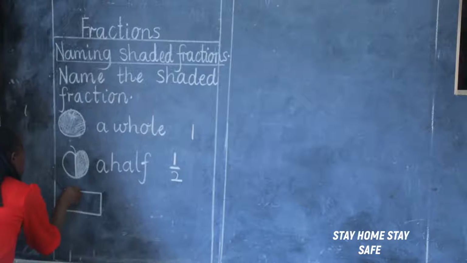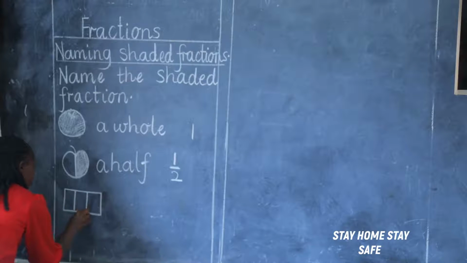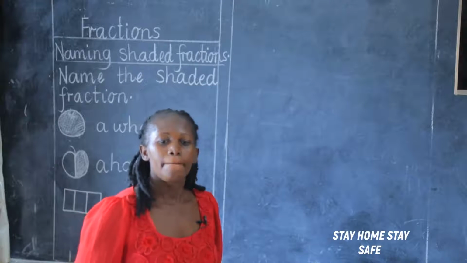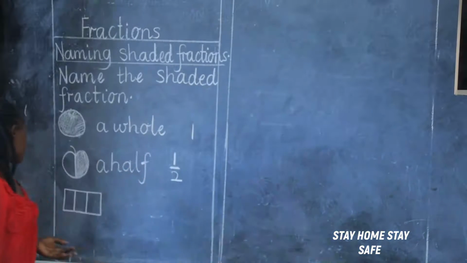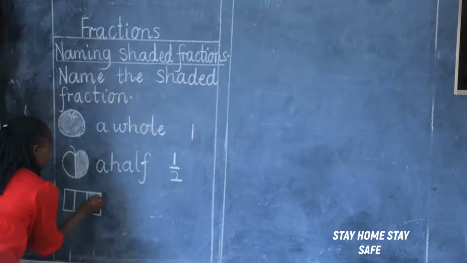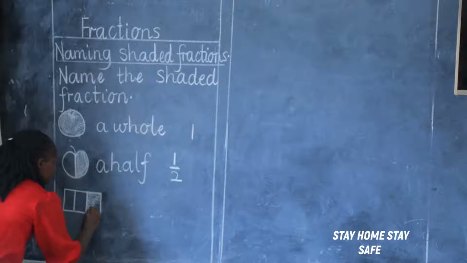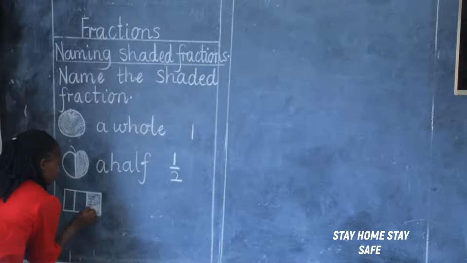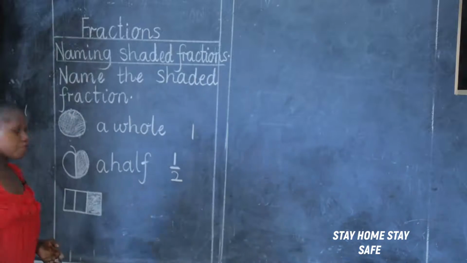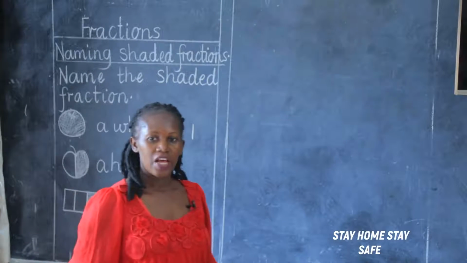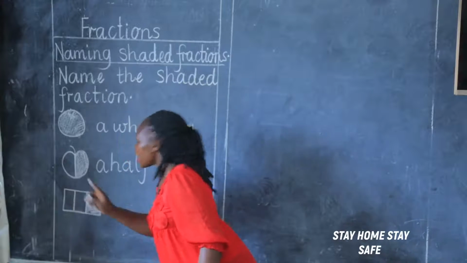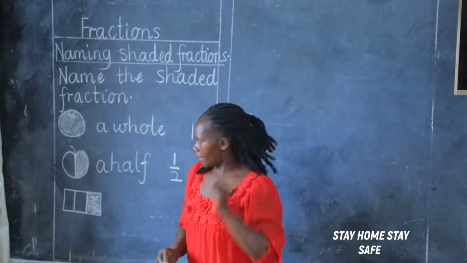And I'm cutting it into how many pieces? Those ones, how many pieces are those? 3 pieces. And I'm going to shade. How many parts have I shaded? I have shaded only 1 part. I had 1, 2, 3, and I shaded only 1.